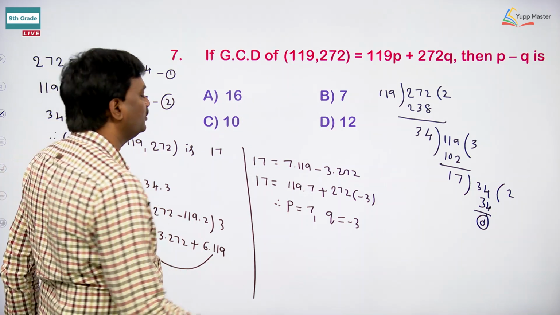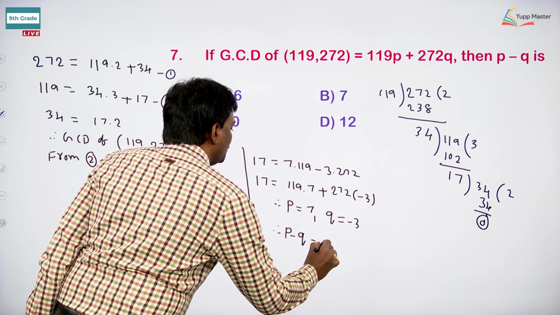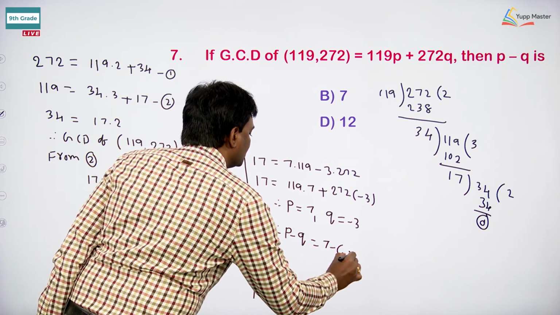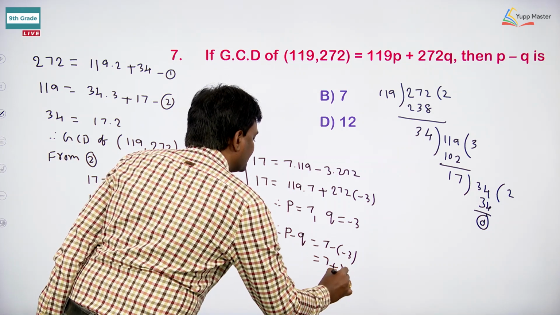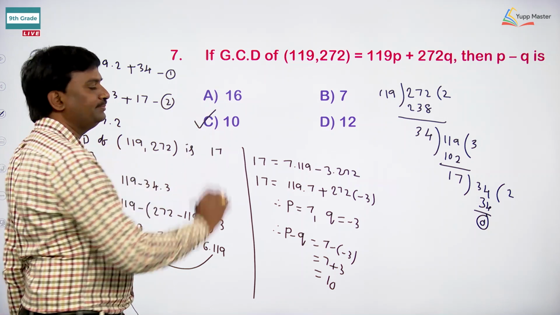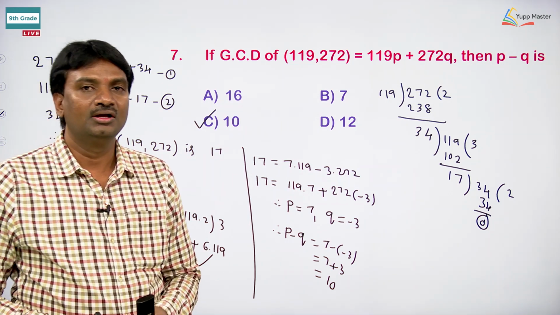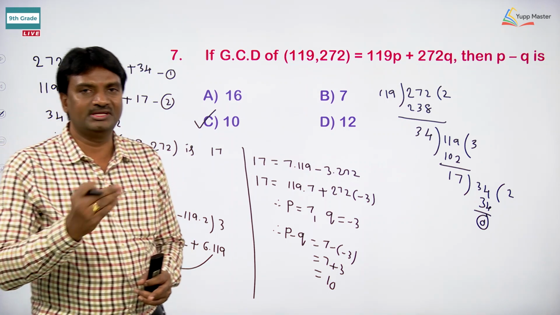According to the problem, we have to find P minus Q. So P minus Q equal to 7 minus of minus 3, that is 7 plus 3, which is 10. By observing the options we can take option C. So already we did one problem just like this in the last class, so we can do this problem also just like that problem.